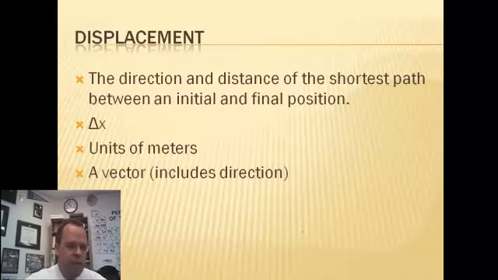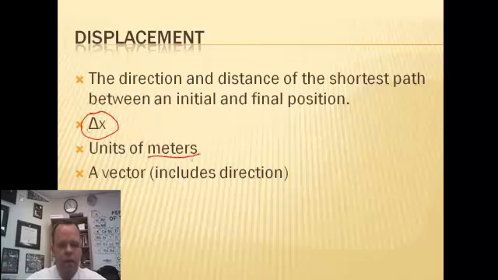The difference becomes clear when we start talking about displacement. Displacement, if you'll remember, is our variable delta x. It's also going to be in the unit of meters. But this is what we refer to as a vector. A vector is something that includes direction. So this is the distance and direction of the shortest path between the initial and final position.